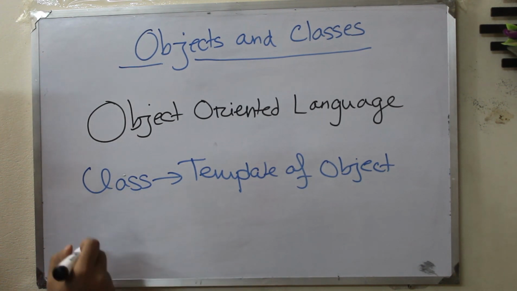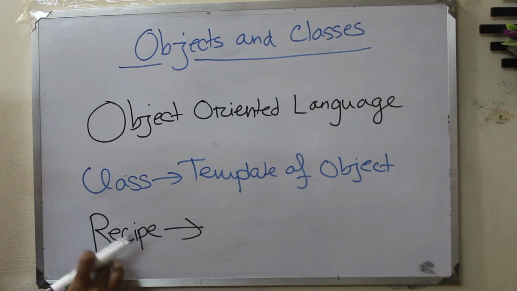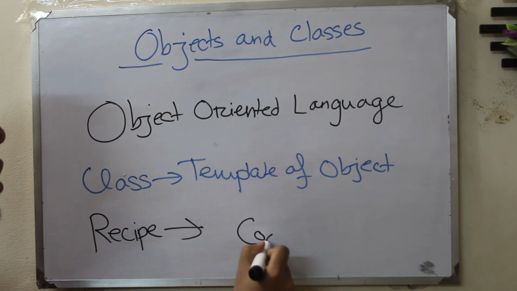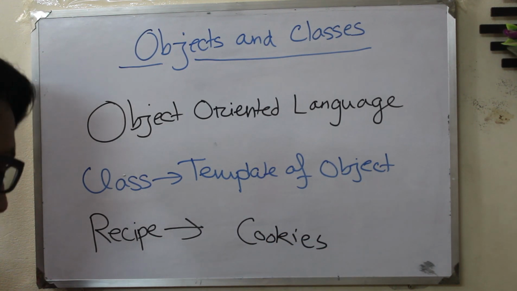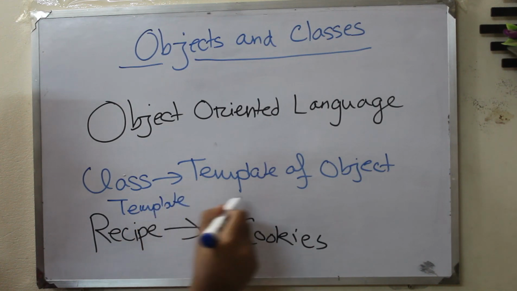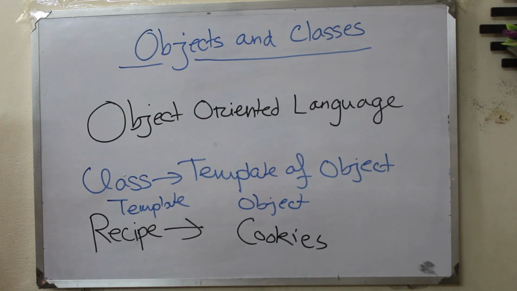Template means, for example, I'm going to bake some cookies. So I have a recipe for baking cookies. This is my template. This is the class for baking cookies. Whenever I bake a cookie, the individual cookies are the objects. Okay? So this is my template and this is my object. In order to create an object, we need to have a recipe, a template. So what is the template? The template is basically the class.